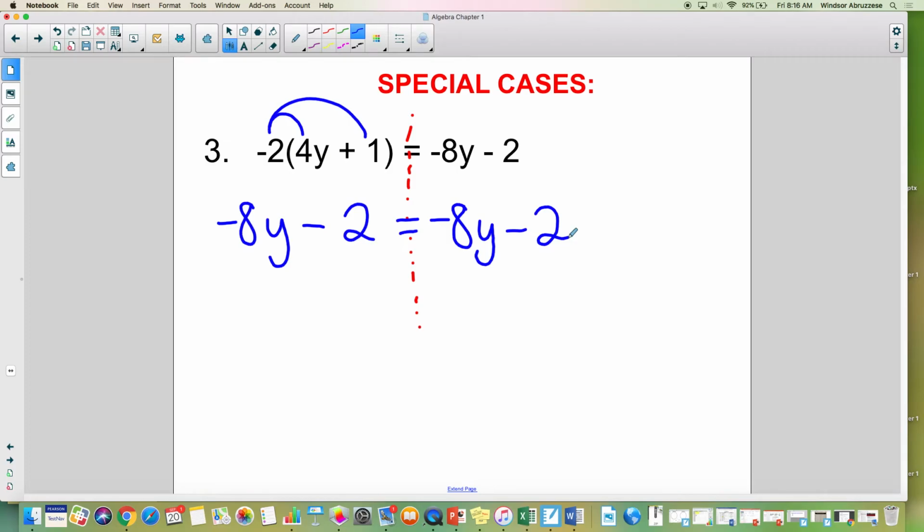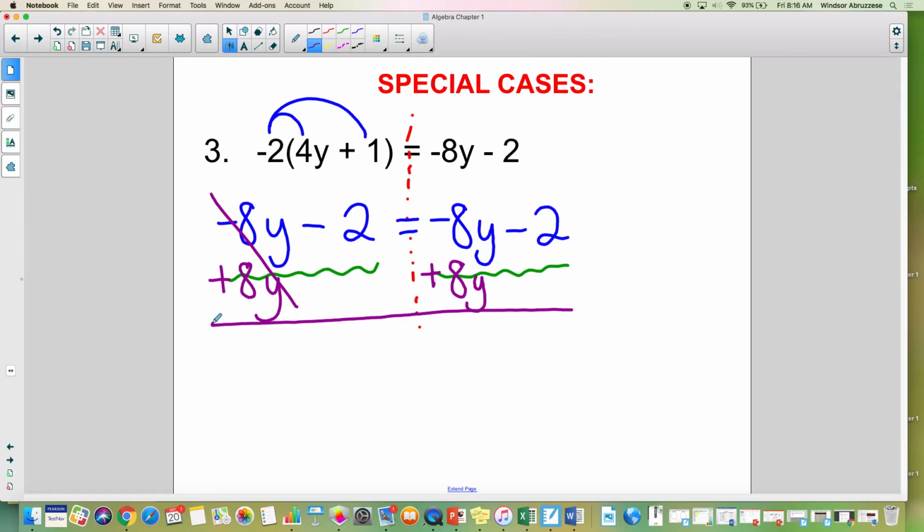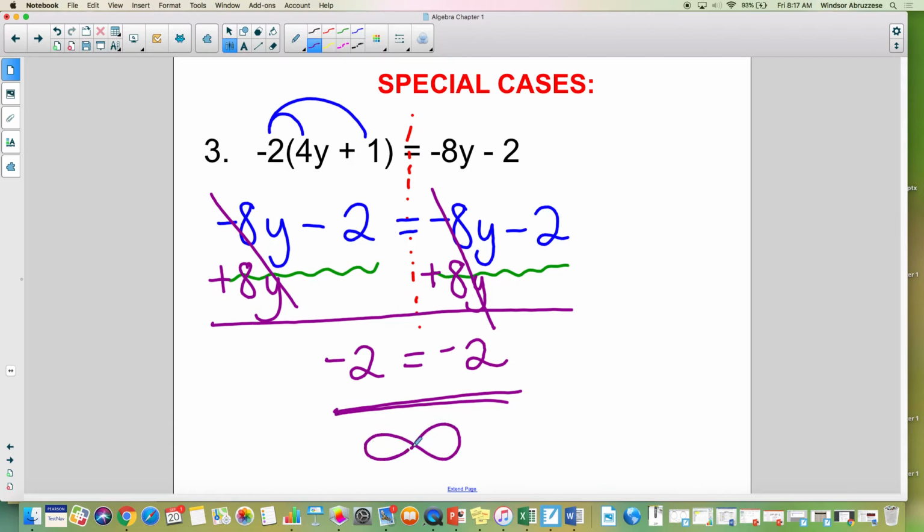Wait a second. Look, they are the same on both sides of the equal sign. Well, let's just keep going just to see what's going to happen. I'm going to add 8y to both sides because I want to get all my variables to one side. But negative 8y plus 8y, my y terms have canceled out, and I'm left with negative 2 equals negative 2. The equation negative 2 equals negative 2 is always true. So the equation has infinitely many solutions.